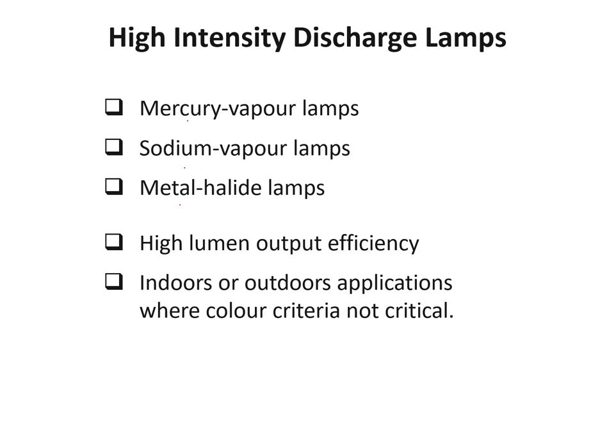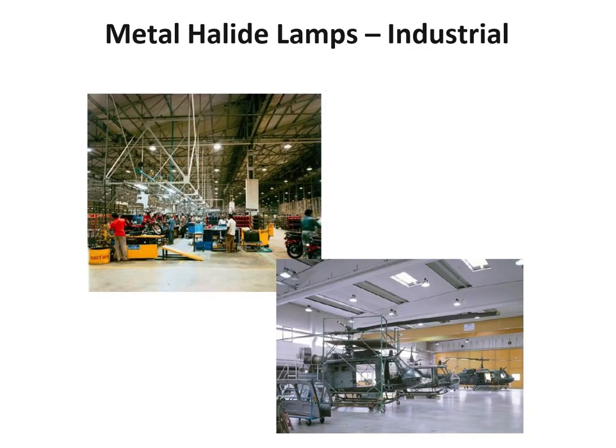Okay, so there are high intensity discharge lamps, where we have mercury vapor lamps, sodium vapor lamps, metal halide lamps, and there is high lumens output efficiency. It can be used indoors or outdoors, where the color criteria is not that critical. Which means that general factories, warehouses, industrial areas, exhibition areas will likely use this kind of metal halide lamps, because of the high efficiency, the coverage, and the lifespan.